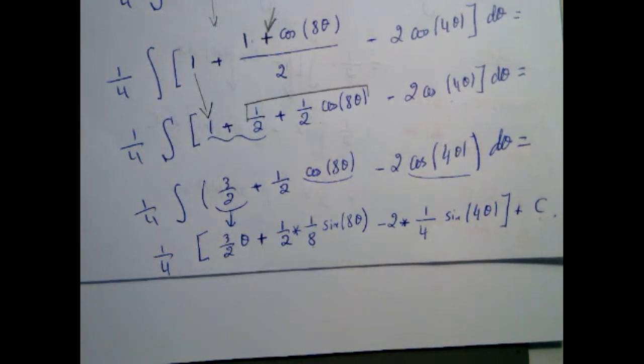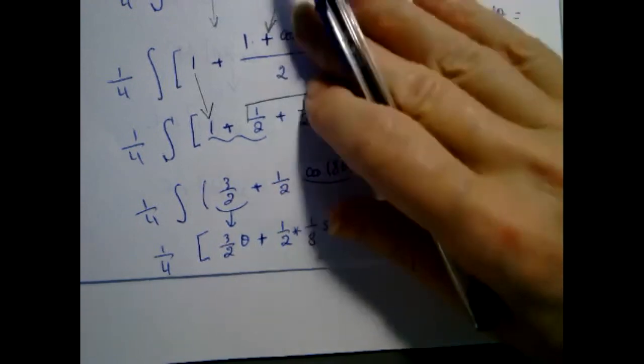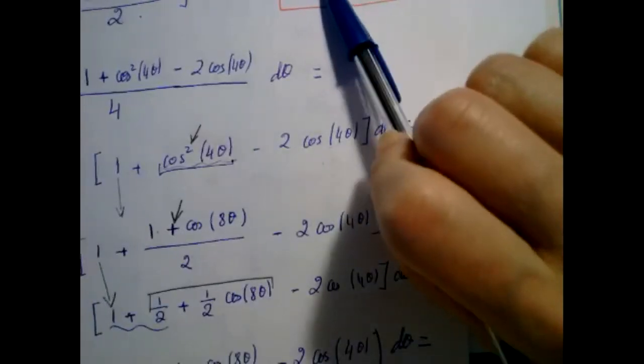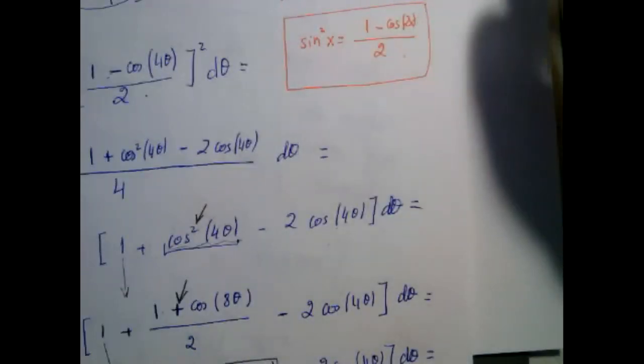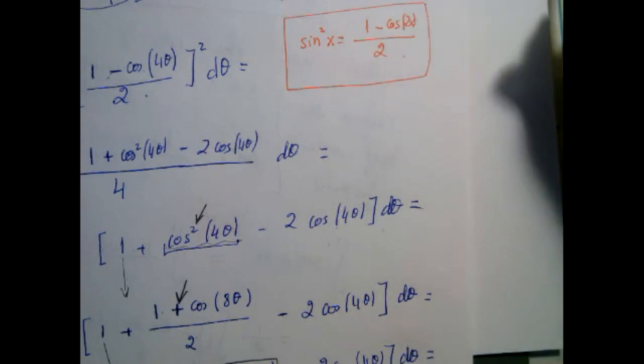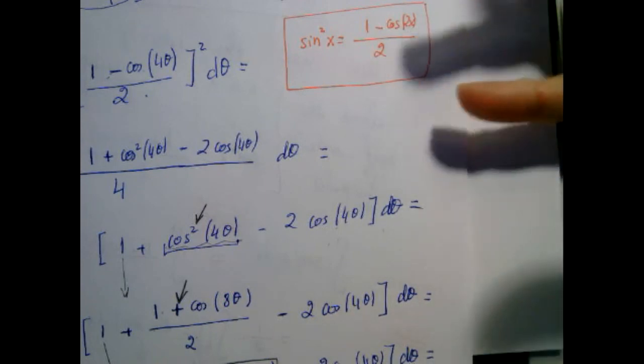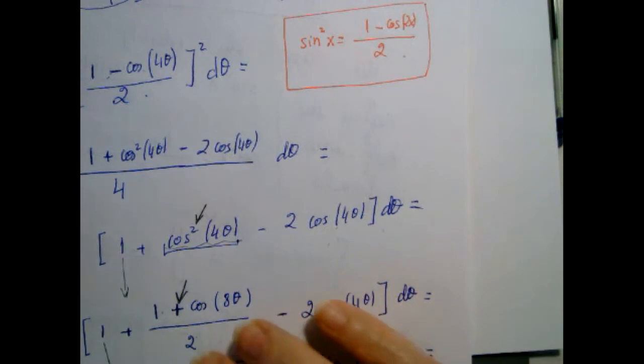All right, very good. Whenever both powers are even, we have to use the half angle formula. If one of them is odd, then we have to split and proceed. And that will sum up this type of integral.